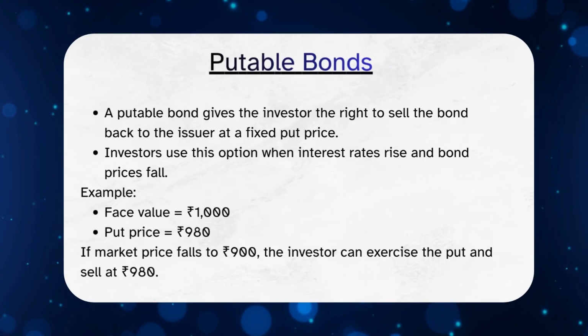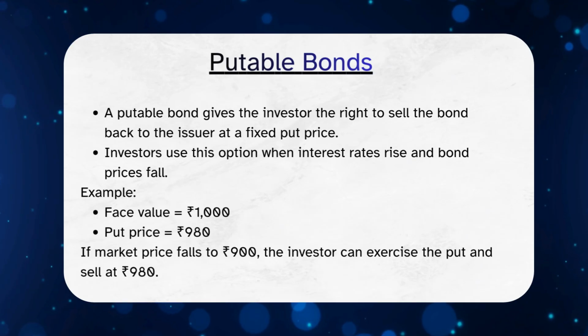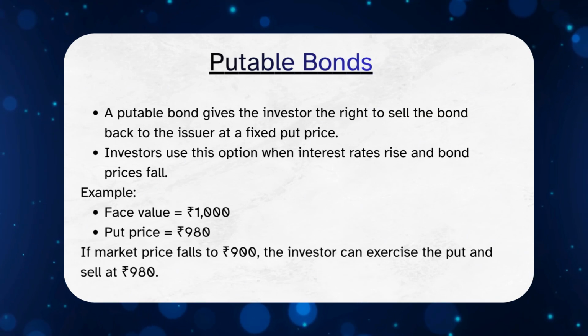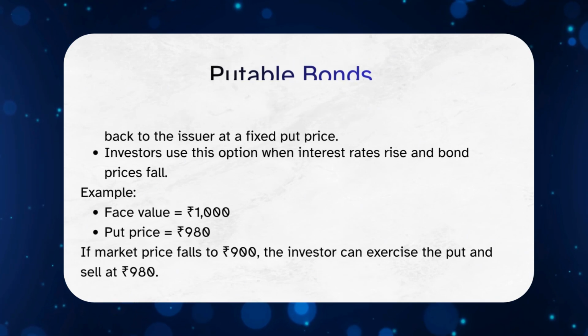Finally, let's look at putable bonds. A putable bond gives the investor the right to sell the bond back to the issuer at a predetermined price before maturity. Investors are more likely to exercise this option when interest rates rise and bond prices fall.